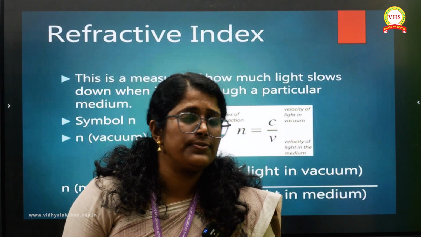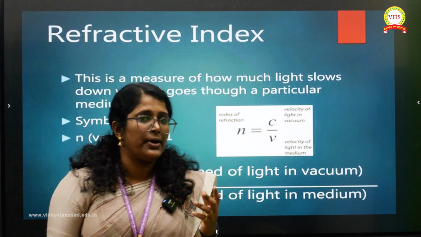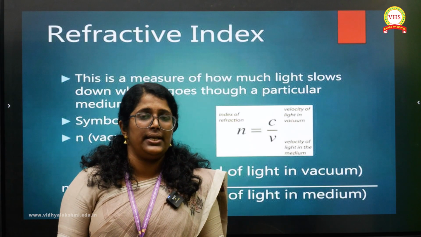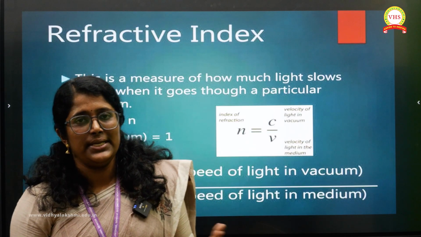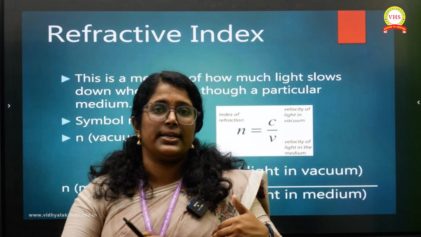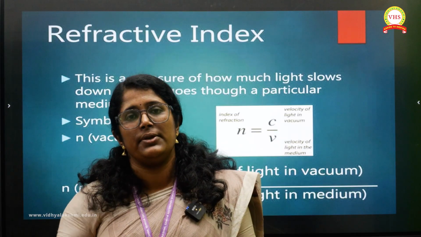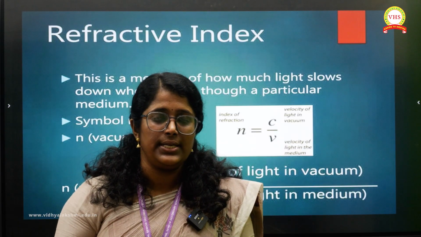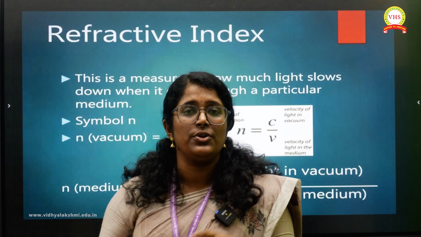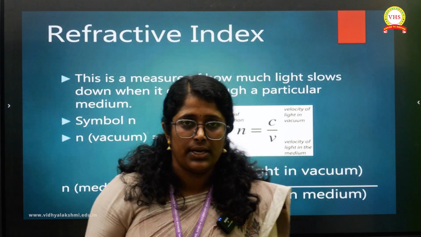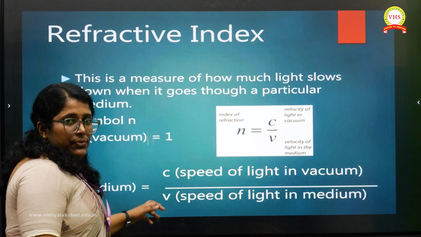Okay. What is the value of C? It's nothing but 3 into 10 to the power 8 meter per second, and it's always constant, right? Because it is vacuum. Vacuum means nothing is there to resist the path of light, so it will be freely moving. The values are not the same when the light is passing from one medium to another. It will change definitely. So that is why C by V.